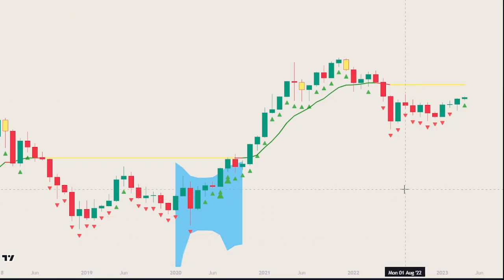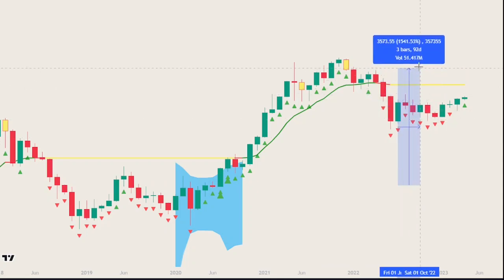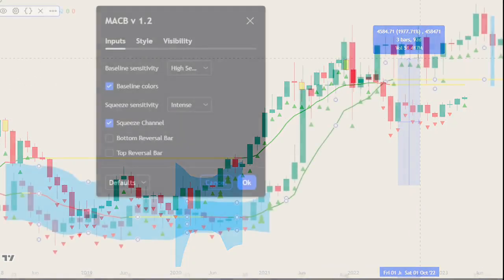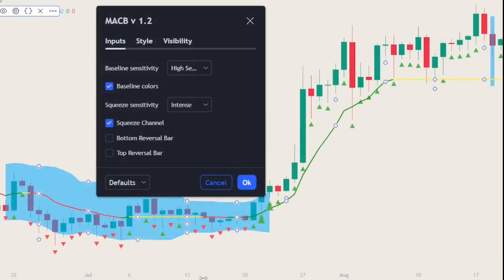Because MACB Indicator is one tool to suit many markets and assets like crypto, stocks, forex, etc., you can choose sensitivities of both baseline and squeeze. If you are an experienced trader and feel confident in what you do, play with settings, look left, and check what works best for your asset. Keep in mind that past performance doesn't guarantee future results. History doesn't repeat, but it often rhymes.